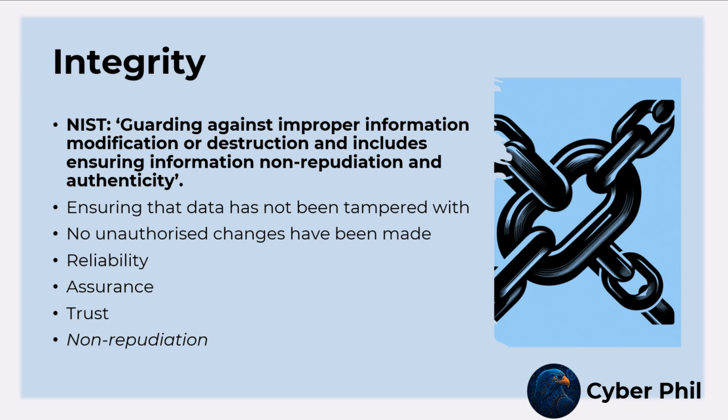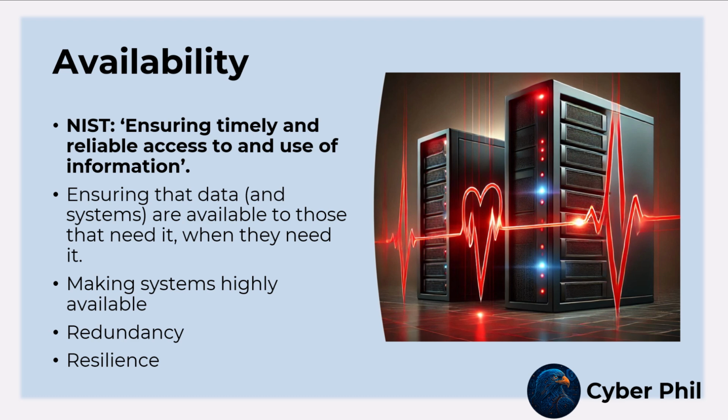And the third element within the CIA is all about maintaining availability of our systems, and this ensures timely and reliable access to the use of information. So this means that our data and the systems that support it are available to those that need it when they need it. Once again, you can see that we're talking about the need to know and hold principle, or the principle of least privilege.